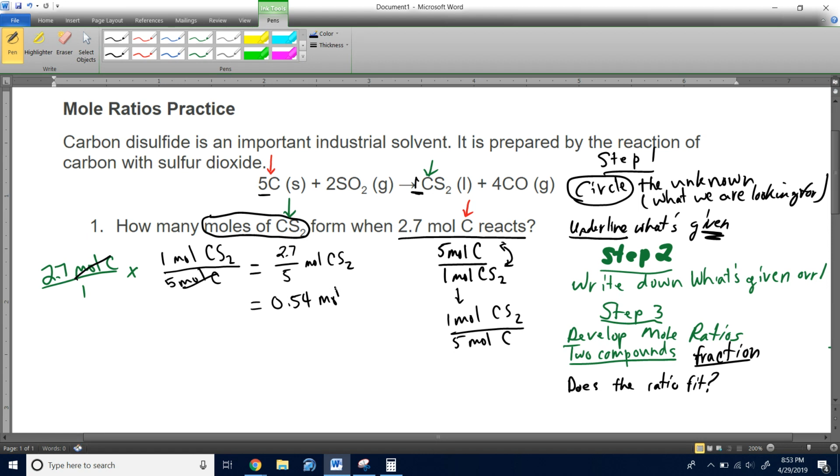So overall, we get 0.54 moles of CS2. What you get at the end for the units should be what we were looking for in the beginning. So what were we looking for? It is circled. We were looking for moles of CS2. Is that what we were left off with? Yes, we were. Okay, guys.